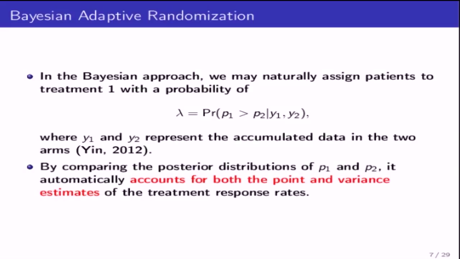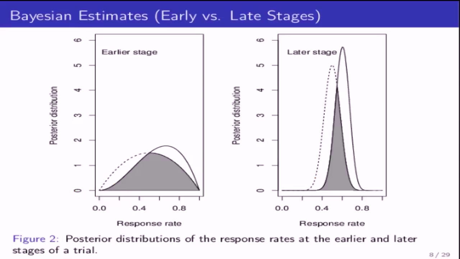So now let me talk a little bit about Bayesian adaptive randomization. In the Bayesian approach, we can assign patients based on the posterior probability. Lambda is the probability of P1 greater than P2 given the data, where Y1, Y2 represent the accumulated data in the two arms. So we compare this posterior distribution of P1 and P2. There's an advantage because it automatically accounts for both the point and variance estimates of the response rate.